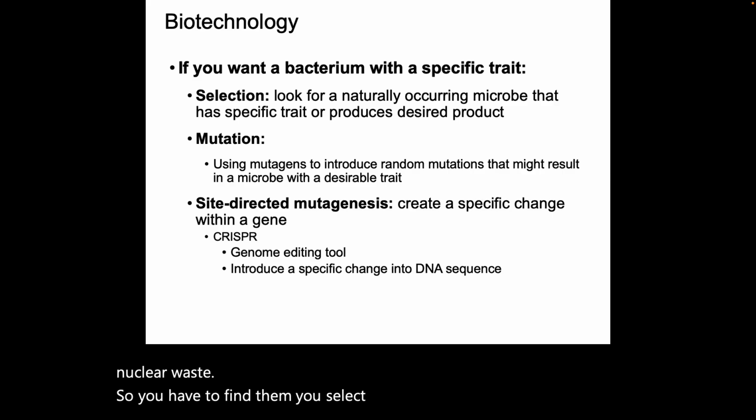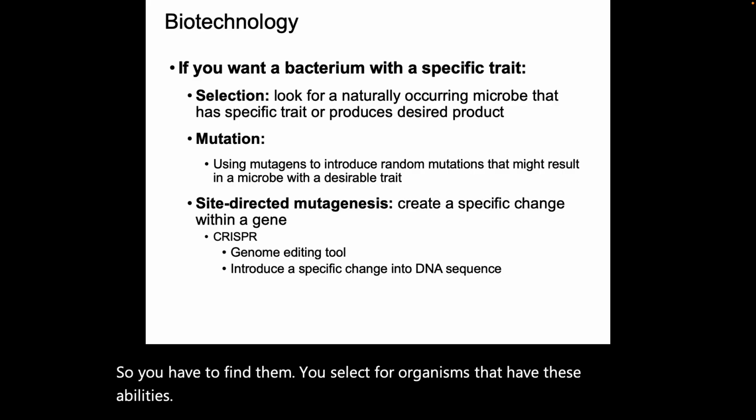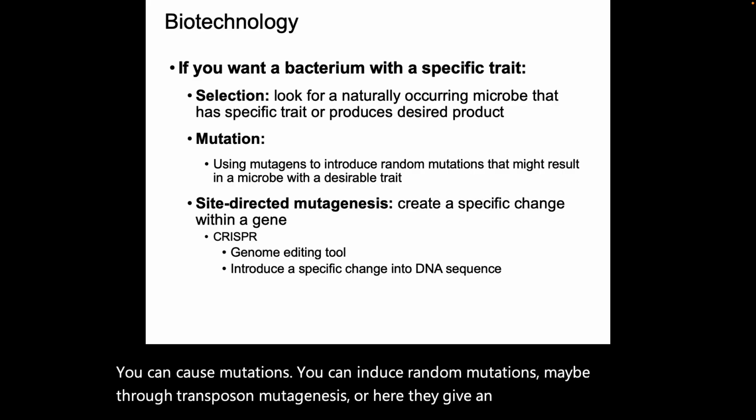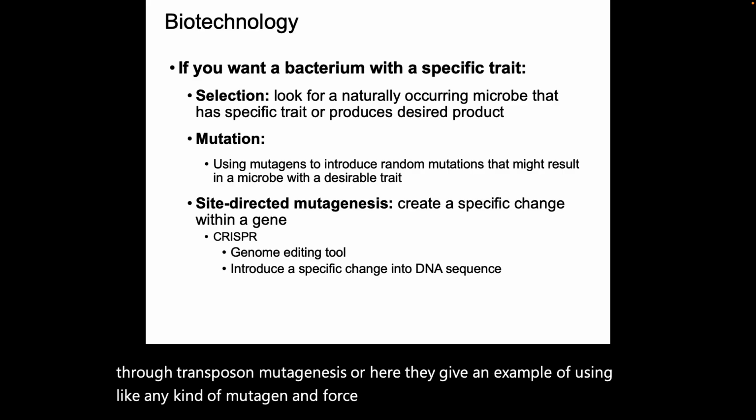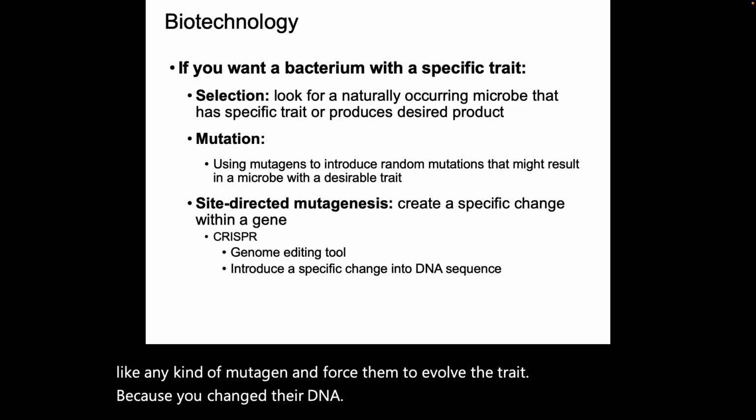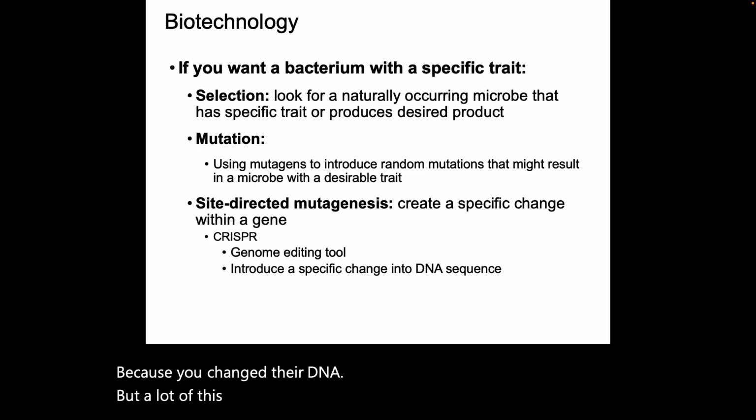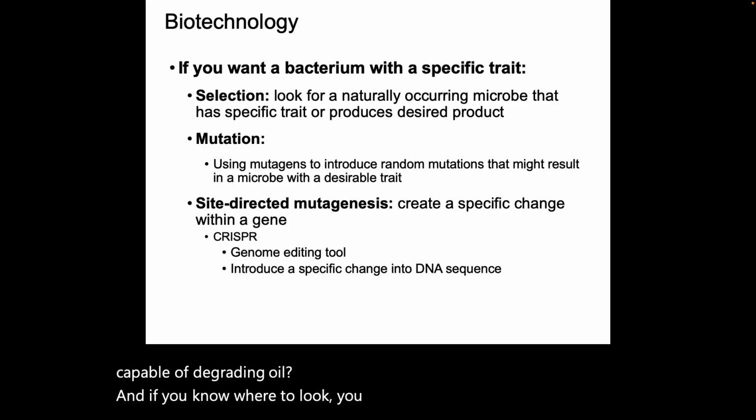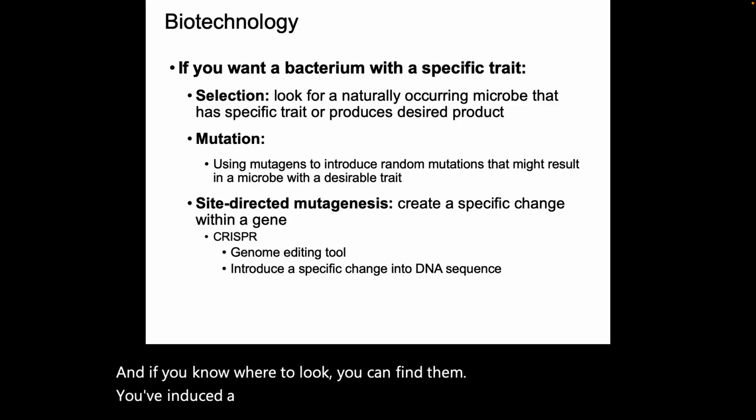You can cause mutations. You can induce random mutations, maybe through transposon mutagenesis, or here they give an example of using any kind of mutagen and force them to evolve the trait because you change their DNA. But a lot of this is random or luck, right? You found a bacteria that's capable of degrading oil. I mean, if you know where to look, you can find them. You've induced a random mutation that gave you a beneficial phenotype. It's luck.